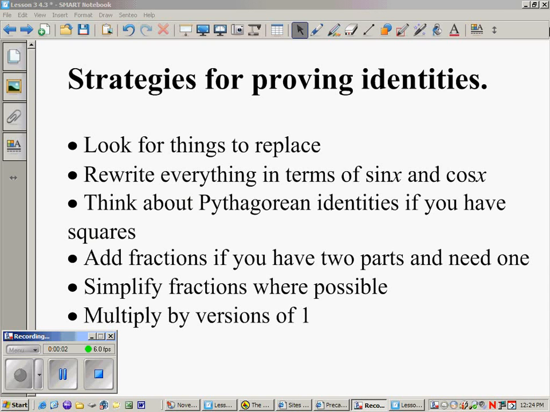All right, welcome to the second day of chapter 4.3. Now I'm going to start off by listing some strategies that will help us prove these identities. Now, these don't always work, but these are just some suggestions for you to look for. The first thing that you want to do is generally look for things that you can replace, because once you have things that you replace, then you can simplify them.